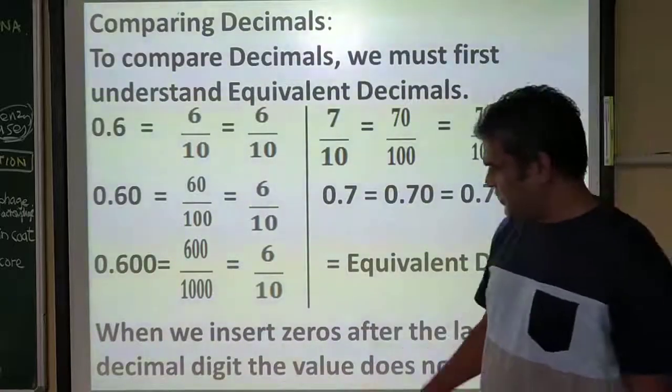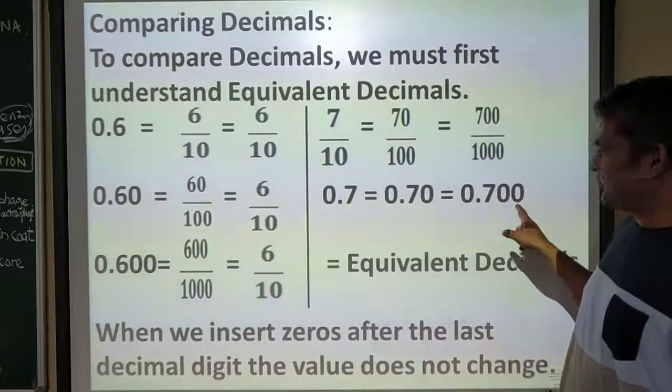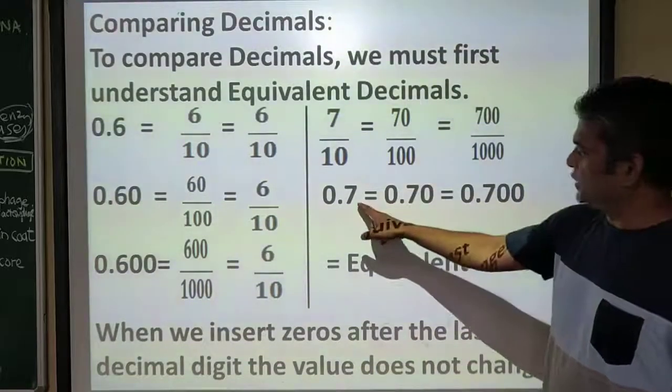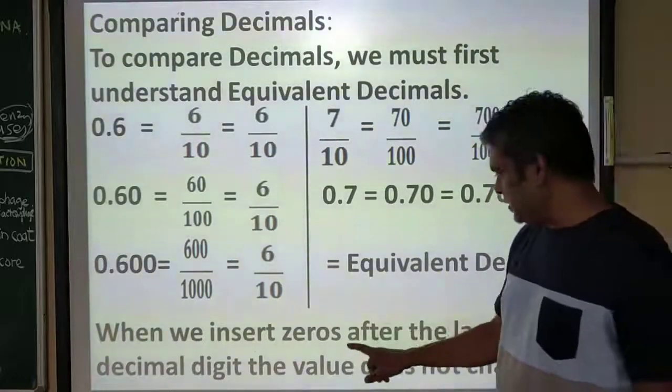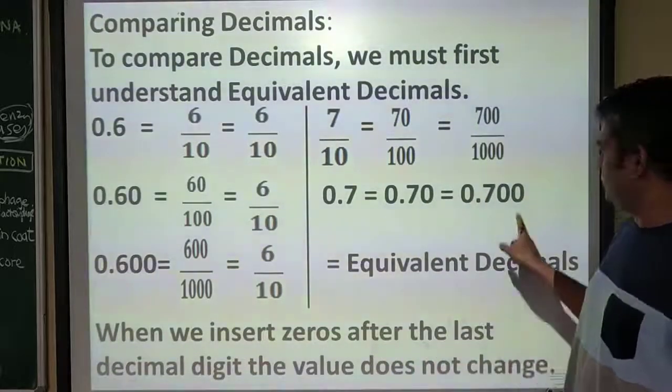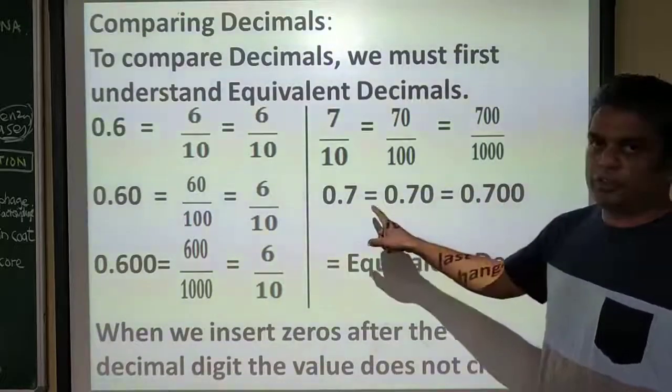And when we insert zeros after the last decimal digit, remember, here you have one zero, here you have two zeros. The value of the decimal does not change. Remember, these are all equal, and the value does not change.